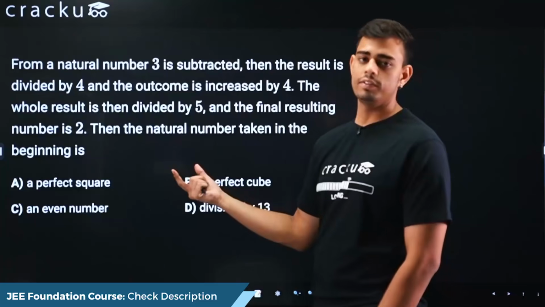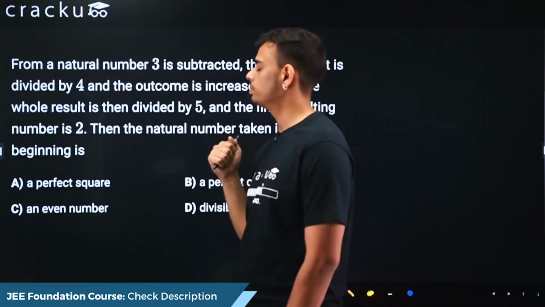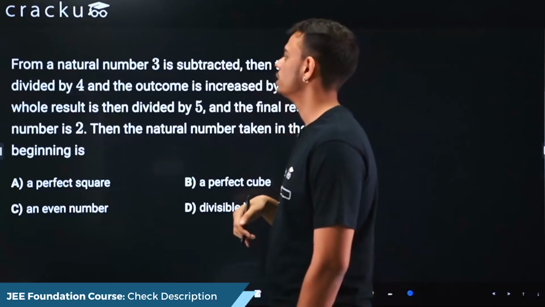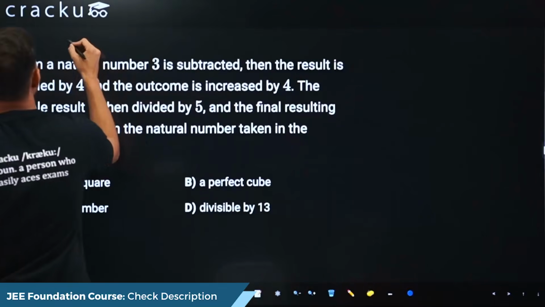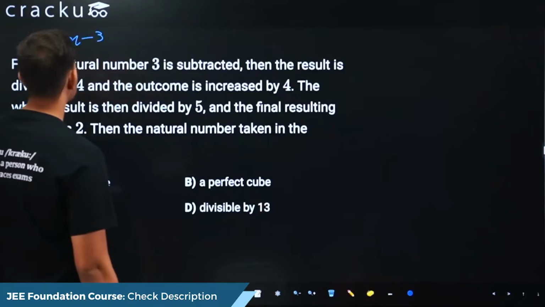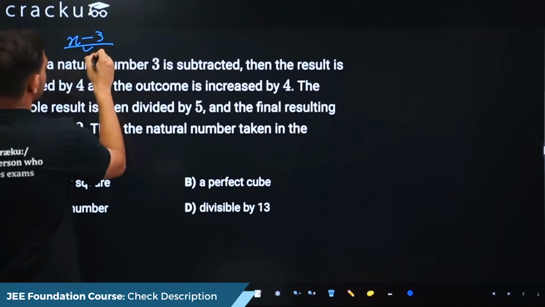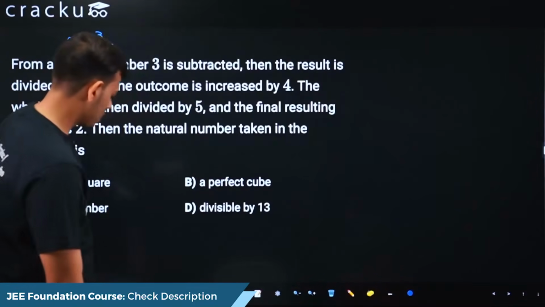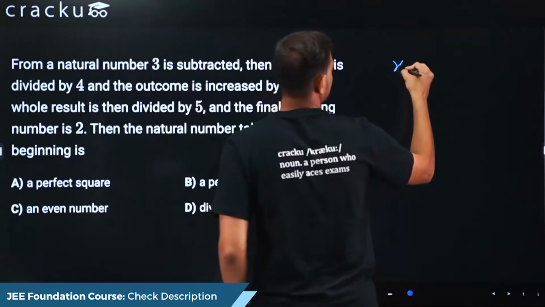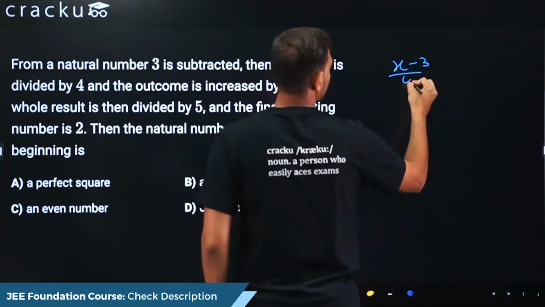In this question, we are given some operations on a natural number. From a natural number, 3 is subtracted. Let us assume the natural number to be x. We are subtracting 3 from it. Then the result is divided by 4. I'll write it at some spacious place. 3 subtracted, then divided by 4.